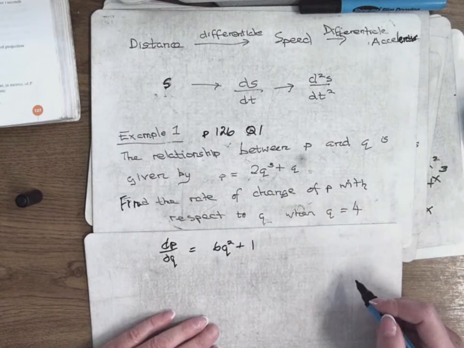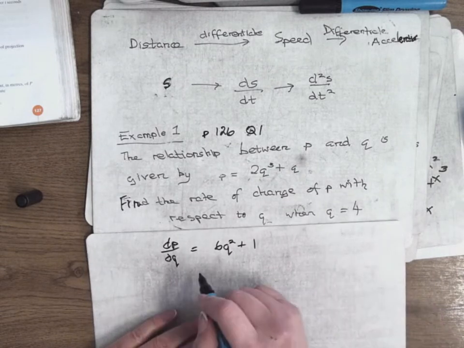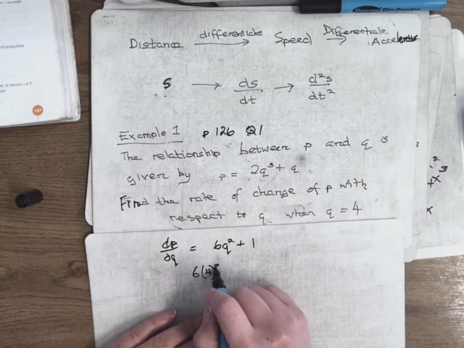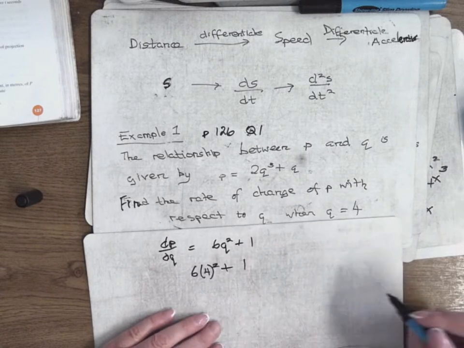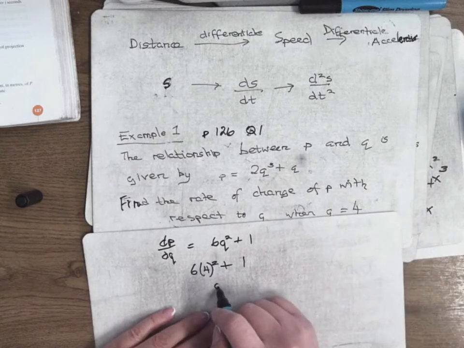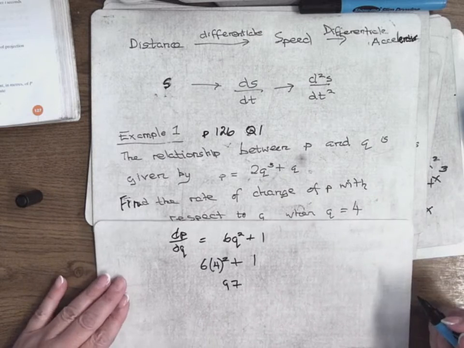So what am I doing? Everywhere I see a Q, put in a 4. So it's 6 times 4 squared plus 1. That's 6 16s, 96, plus 1 is 97, I think. I'm not confident of that though.